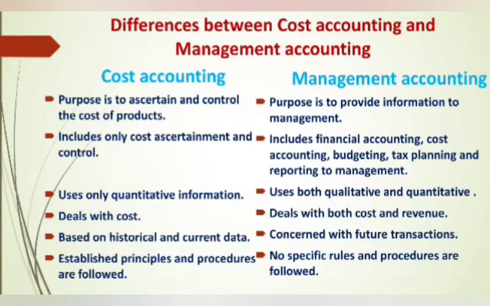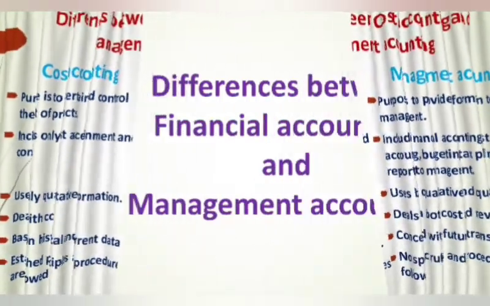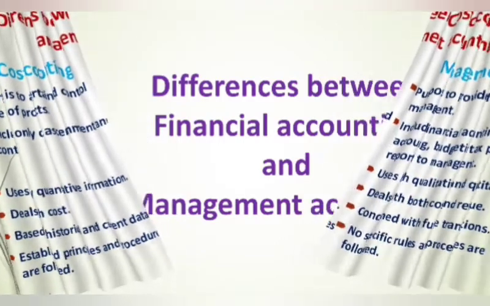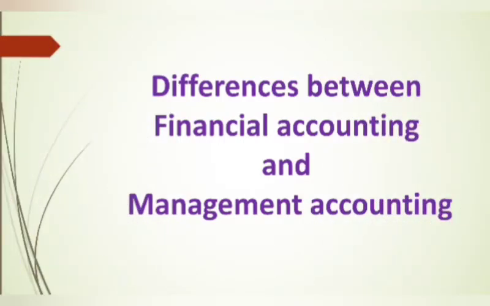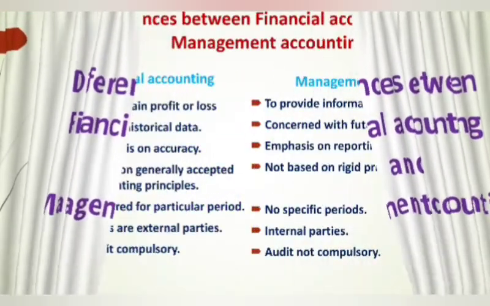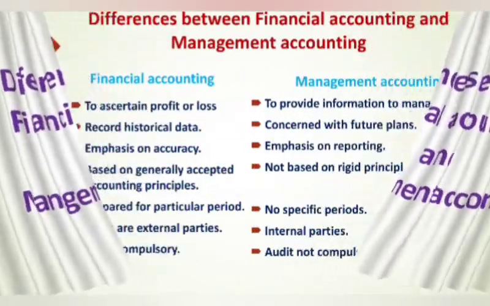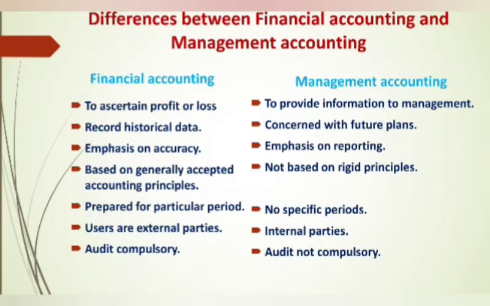Next, we can see what the differences are between financial accounting and management accounting. On the basis of purpose, the first difference is that financial accounting is to ascertain profit or loss and financial position and present them to owners, creditors, and governments. Whereas in management accounting, the main purpose is to provide information to management for the purpose of decision making.